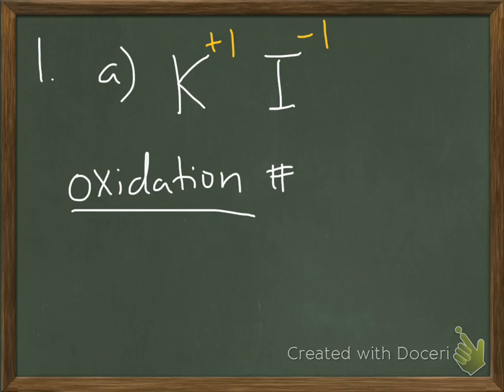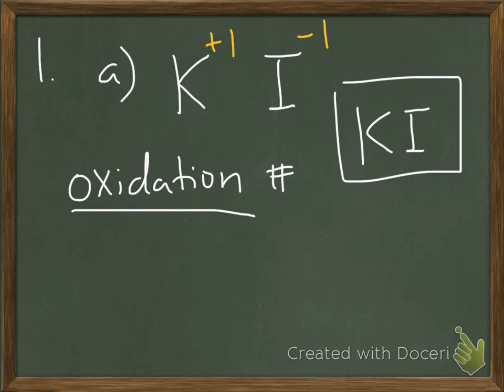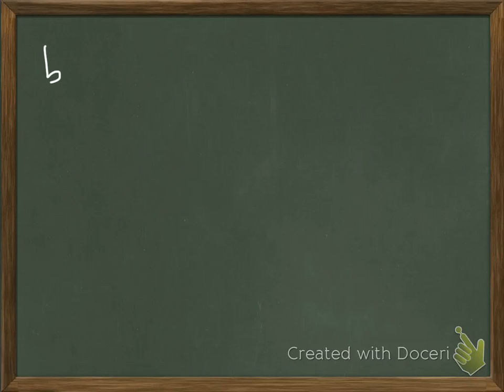All ionic compounds are going to be neutral, which means they have no charge, which means the charges need to add up to 0. So here we have a positive 1 and a negative 1. That adds up to 0. So it's just going to be KI. Negative 1, positive 1, adds up to 0. That's your final answer right there, KI. You're all set. Let's take a look at letter B.